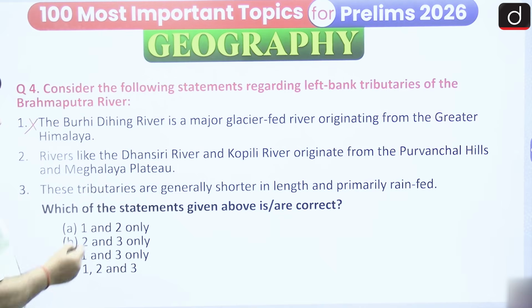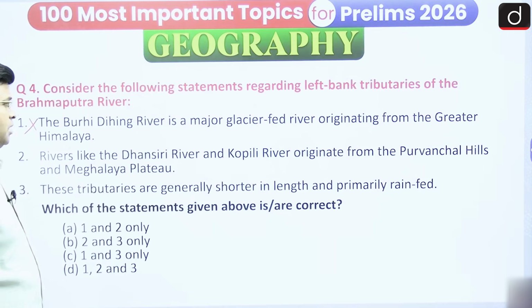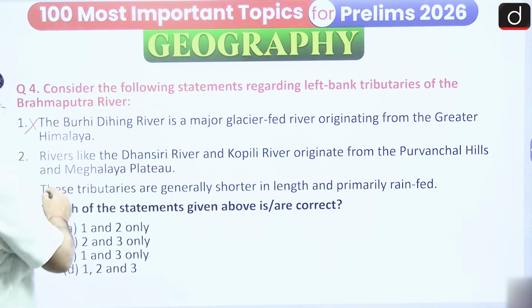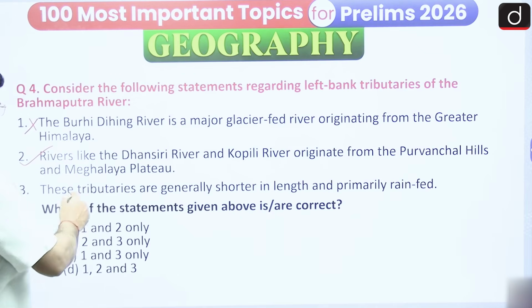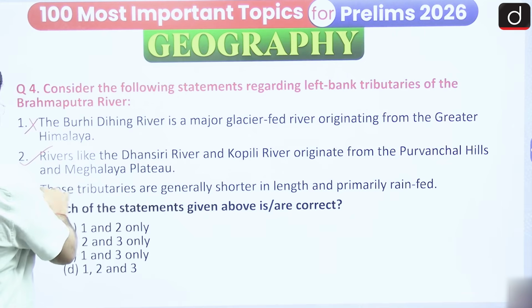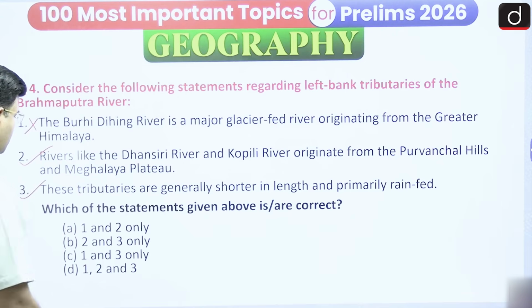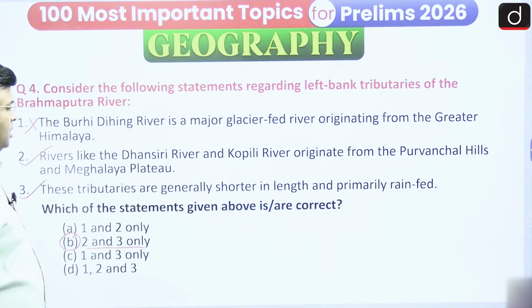And the rivers like Dhansri river and Kopili river originate from the Purvanchal hills and Meghalaya plateau. Yes, these rivers are originating from the Purvanchal hills, Dhansri from the Purvanchals, Kopili from Meghalaya. And these tributaries are generally shorter in length and primarily rain-fed. Yes, these rivers, the left bank tributaries of the Brahmaputra, are shorter in length and rain-fed. Yes, it's a correct one. And here we can say that option B, 2 and 3 are correct.